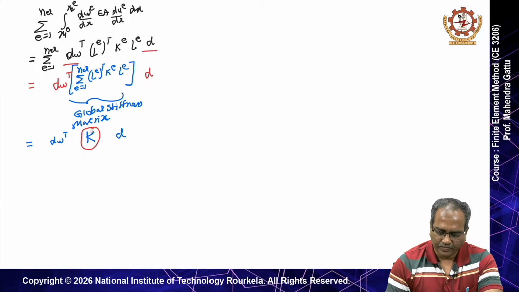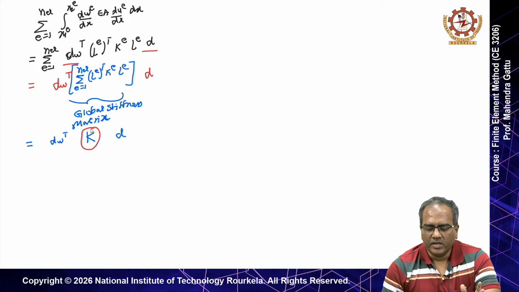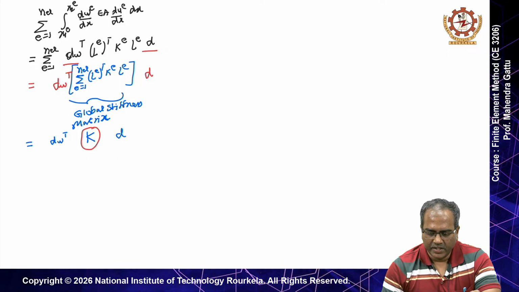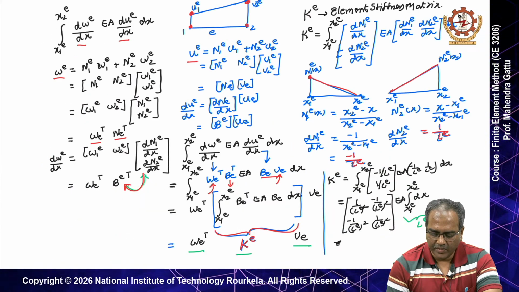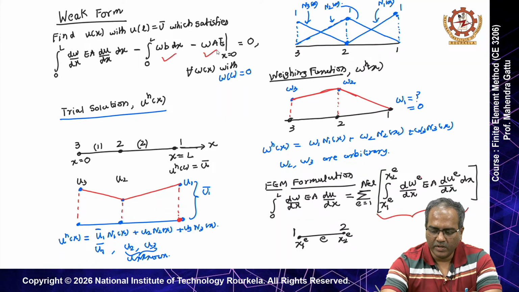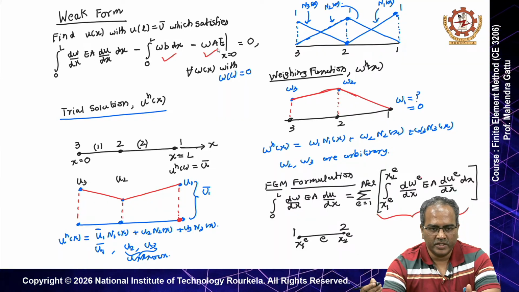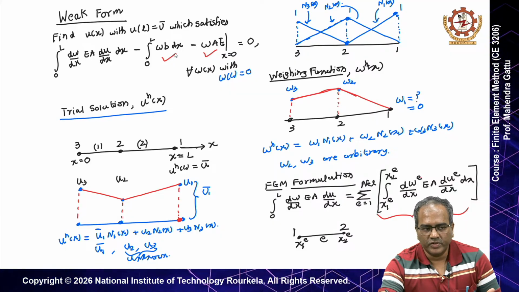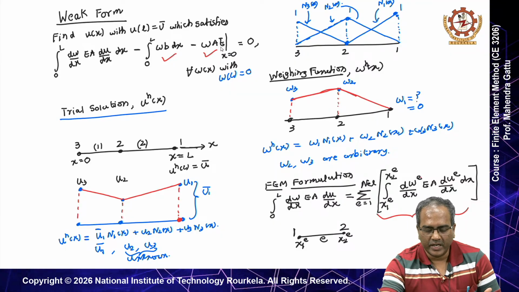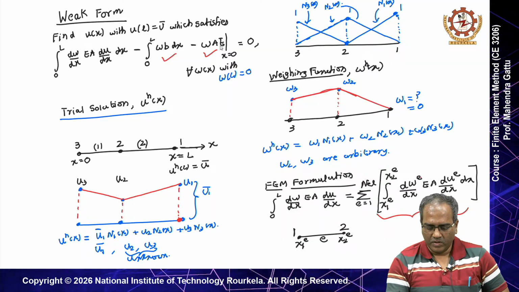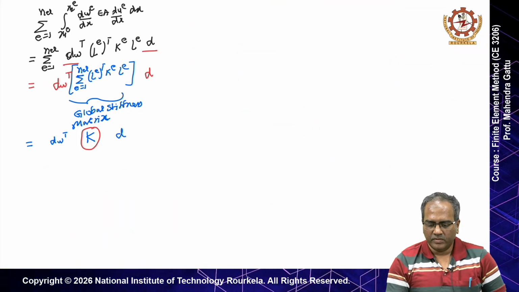We will go into the details in the next class. We will look into the other terms, integral of WB dx and W A T bar, in the next class. This WB dx will be the global force vector, including the traction term. So, both we will look into in the next class. Thank you for your attention.